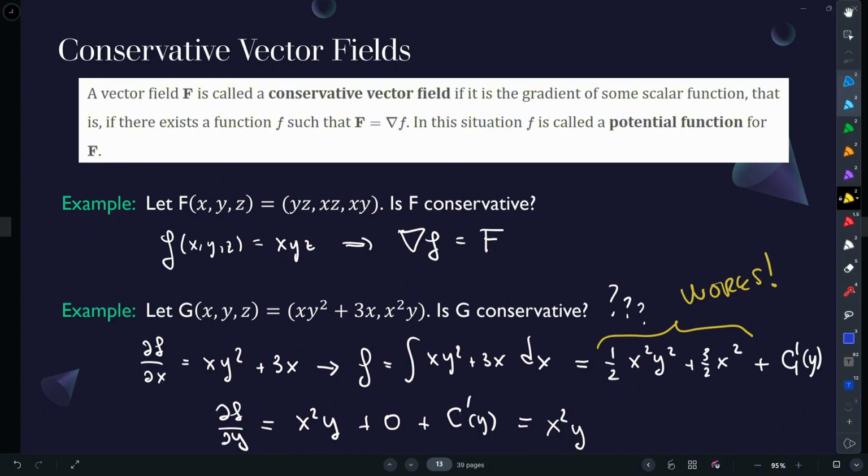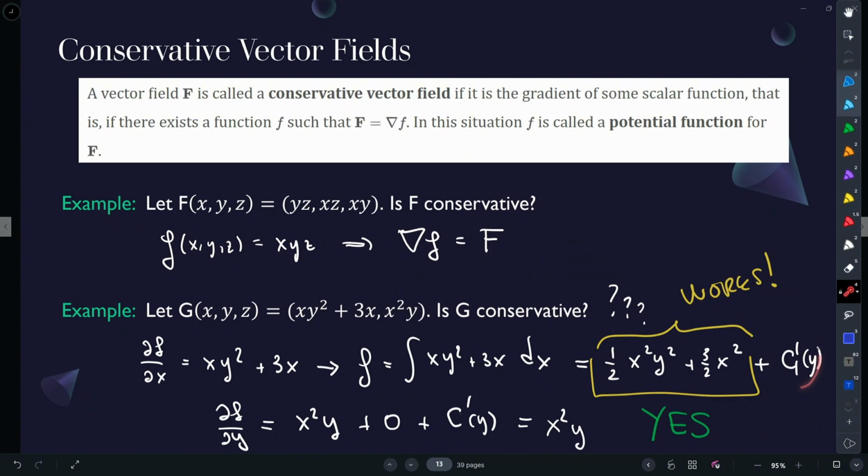You can see that that function that I have here in yellow, the derivative with respect to x of this is this, and the derivative with respect to y of this is this. So yes, it is conservative. That's the f function I wanted. The c of y could be any constant, any number would work. But we can say that it's not a function of y. Exactly. So that's the only way in which it would work.